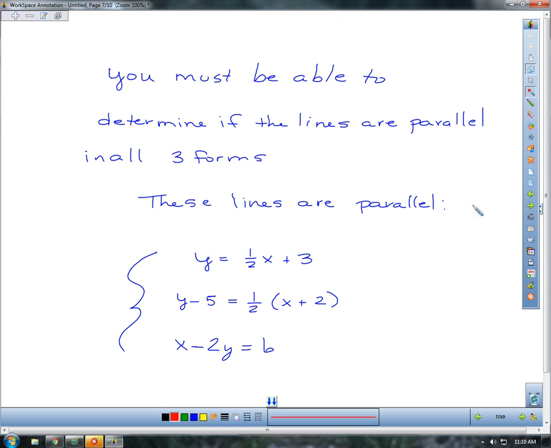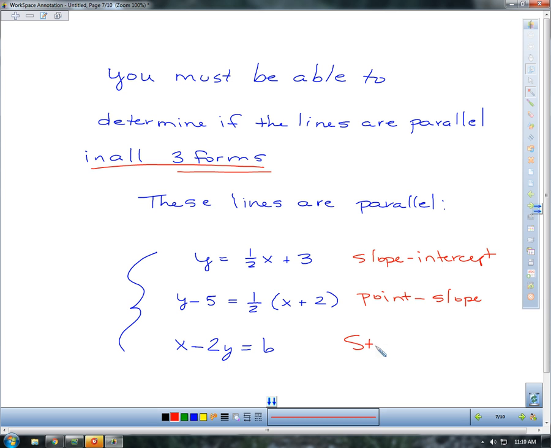All right, after today, we must be able to determine if lines are parallel in all three forms. So this is slope-intercept, and this is point-slope, and this is standard form. And in the example here that I gave you, all of them have a slope of positive 1/2.